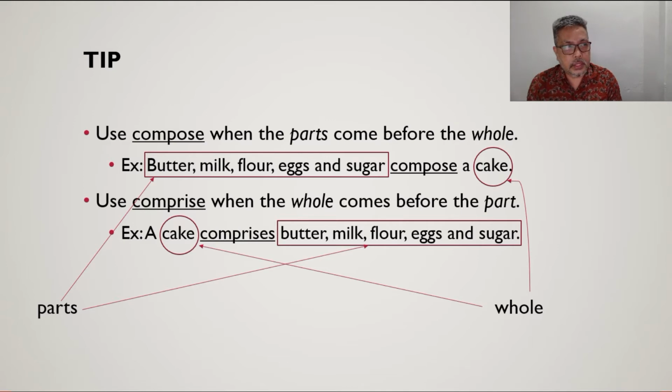Okay, so you have here the sentence, butter, milk, flour, eggs, and sugar compose a cake. So you have the parts here, butter, milk, flour, eggs, and sugar coming before the whole. The whole is cake, and therefore we use the word compose. So butter, milk, flour, eggs, and sugar compose a cake. But in the next one, a cake comprises butter, milk, flour, eggs, and sugar. This time we use comprise because the whole comes before the part. So the whole is cake and the parts are butter, milk, flour, and so on and so forth. Okay, so we say a cake comprises butter, milk, flour, eggs, and sugar. So I hope that is clear. Just keep that in mind.